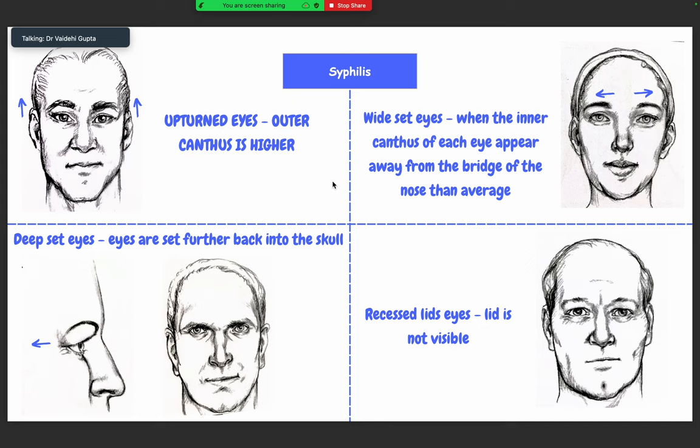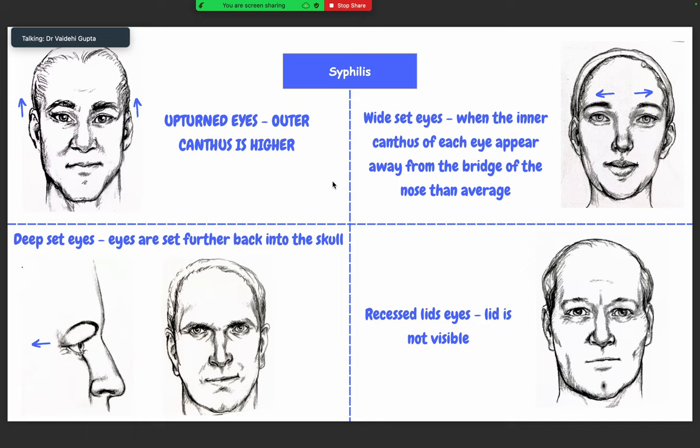Next one is deep-set eyes. Eyes are set further back into the skull. It seems as if the eyes are going inside a depression. Like in Sycosis, it was bulging eyes. In syphilis, it is deep-set eyes. The eyes are like going inside the socket. So these are called deep-set eyes.